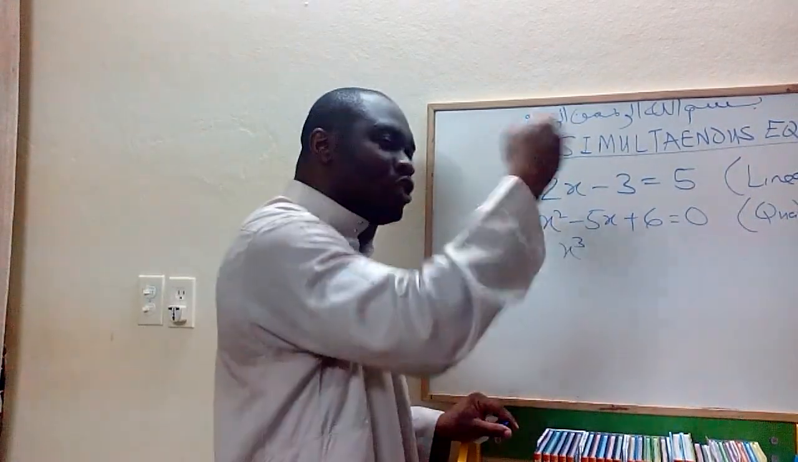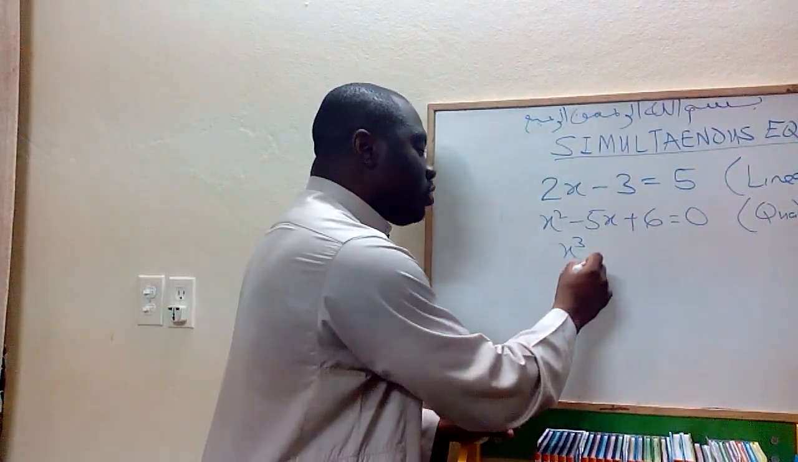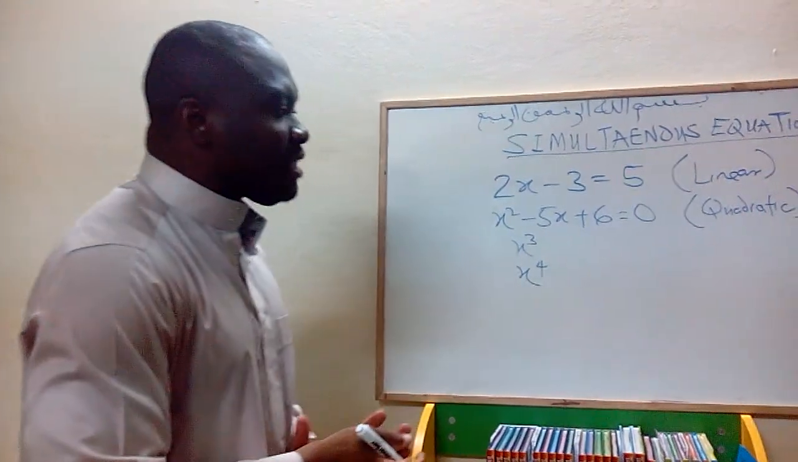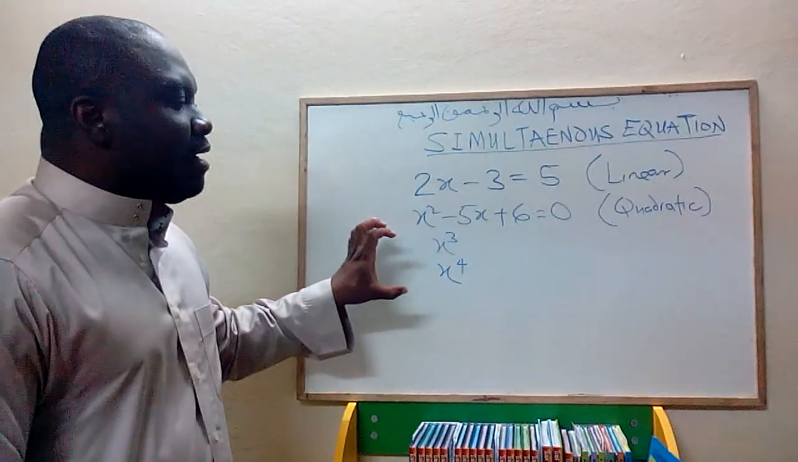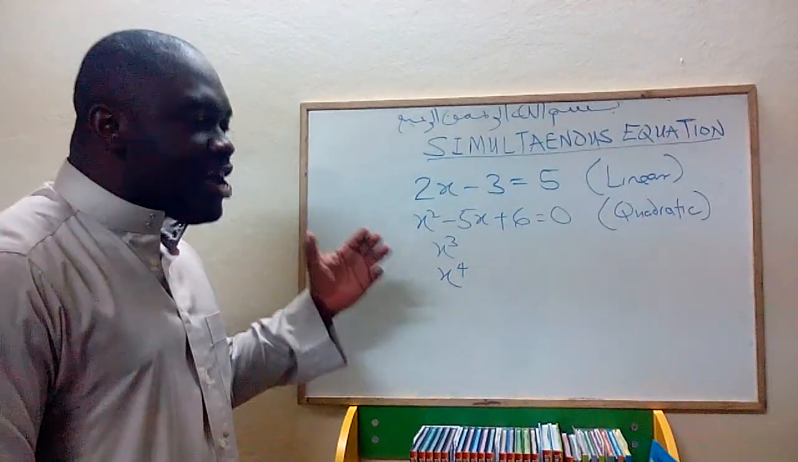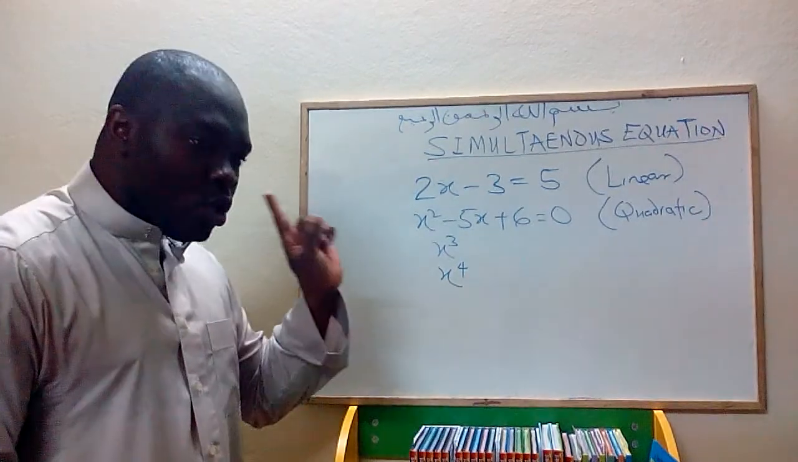We can also have biquadratic, where the highest degree of x is 4. But we're not going into all of that. So it means that we can define an equation by the degree of the variable. But in this case, it's still just one variable.